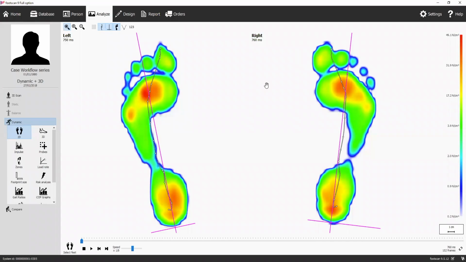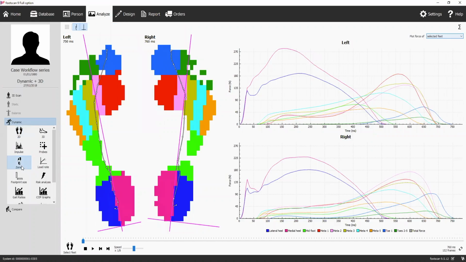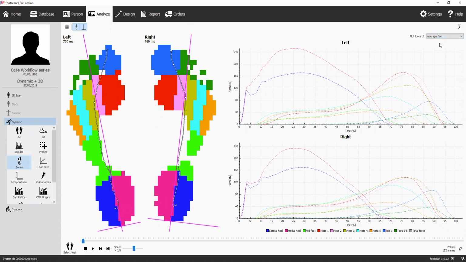Let's continue with the zones. Here you can find the selected feet divided in 10 anatomical zones. Every zone has a graph on the right. By default, the software will show you the selected feet lines, but it's more important to look at the average feet, and that's the power of this tool. It's the only place in the software where you can evaluate the average roll-off calculated by the software algorithm.